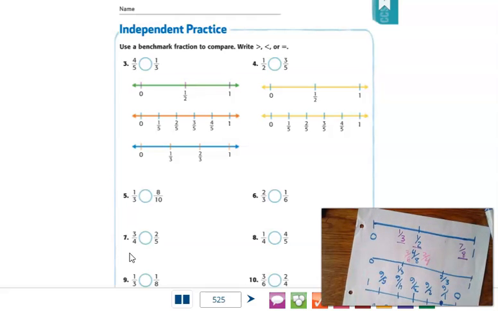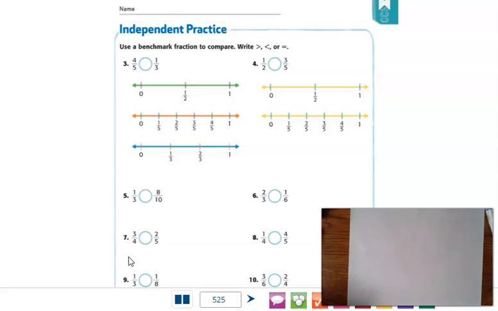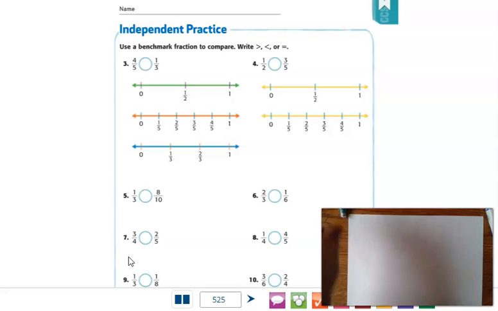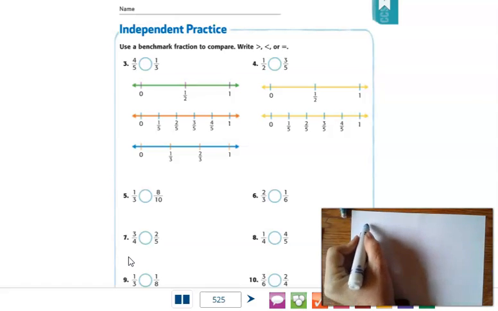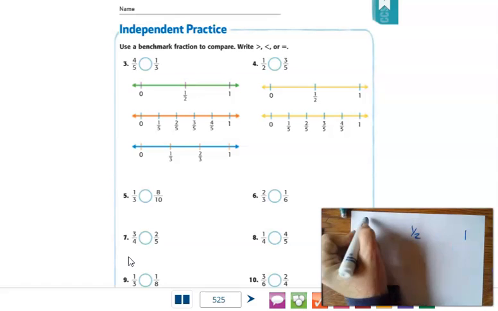Okay, so looking at this example 4, we've got 1/3 and 8/10. And I know that 1/3 is less. If I had 1/3 of a dollar, I would have less than if I had a half of a dollar. So here's my number line with my 0 and my 1 and my half.